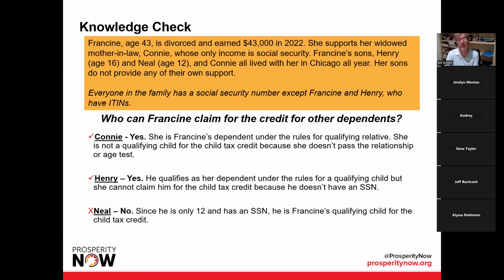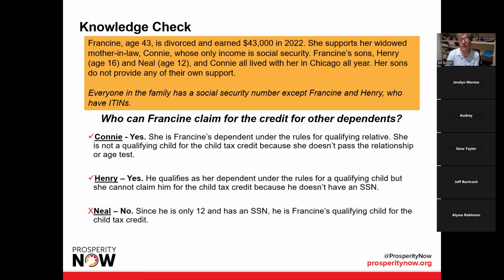So here's Francine, age 43. She's divorced, earned $43,000. She supports her widowed mother-in-law, Connie, whose only income is Social Security. She has sons Henry, 16, and Neil, 12. And Connie, the mother-in-law, lived with them all year in Chicago. Her sons don't provide any of their own support, which makes sense. Everybody has a social except Francine and Henry, who have ITINs. So who can she claim for the credit for other dependents?